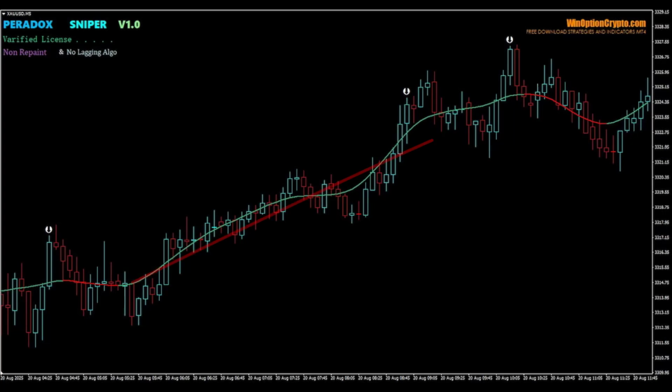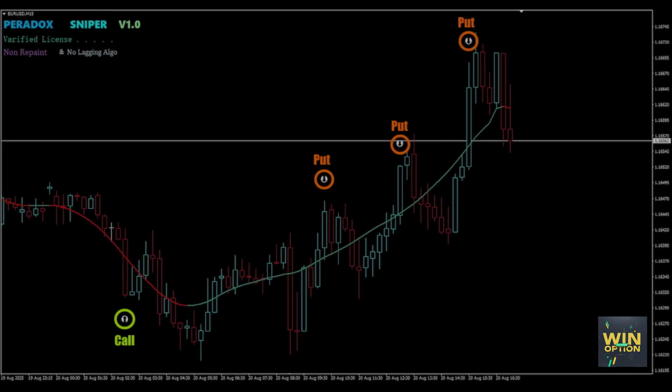Peradox Sniper can generate signals for two main trading approaches, trend trading and mean reversion trading. Each type has its own signal. For example, when trend trading, you should focus on the color of the moving average. If it changes color from red to green, we buy a call option. If it changes color from green to red, we buy a put option. This is the standard logic of most trend-following moving averages. In this regard, the Peradox Sniper binary options indicator differs little from similar tools.